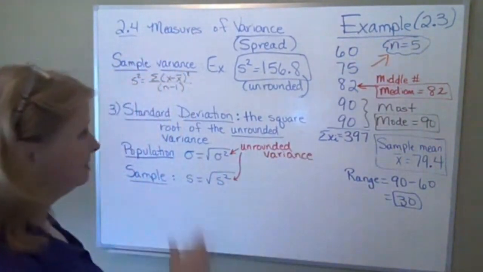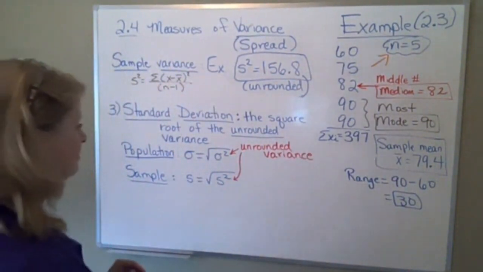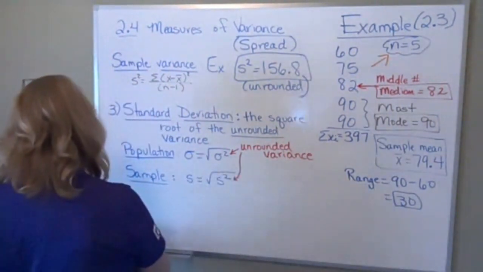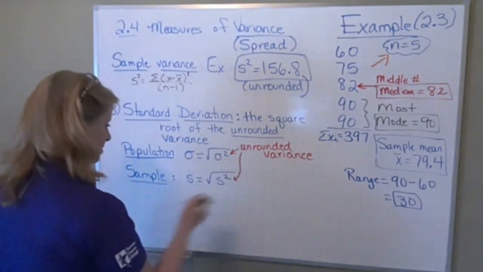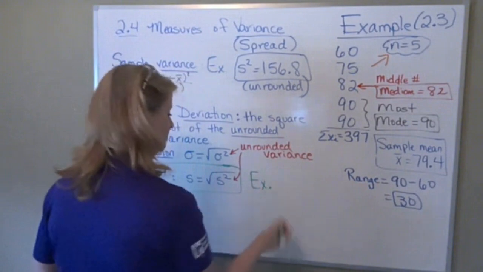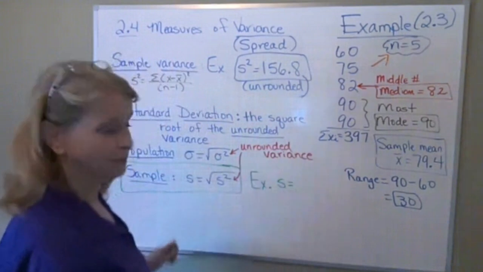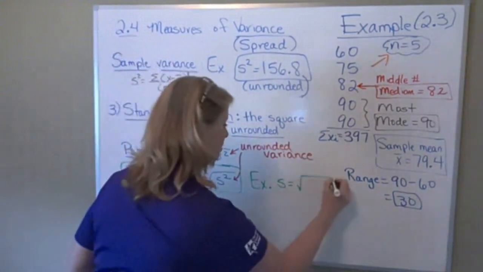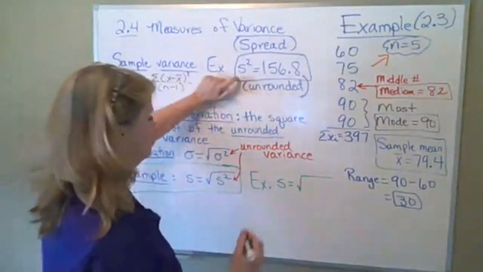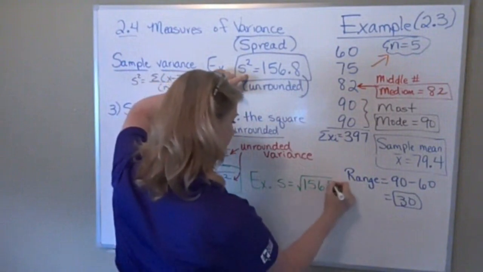So let's find the standard deviation for our example. Since our example is a sample, we're going to use this formula. And for our example, the standard deviation, which will be little s because it's a sample, is going to be the square root of the unrounded variance that we got. From that example, the one I did right before the break, the unrounded variance was 156.8.